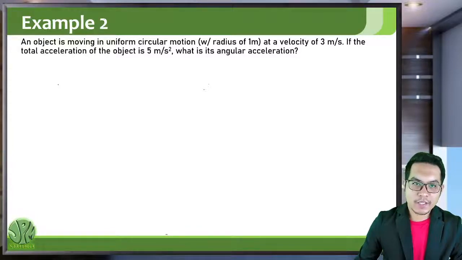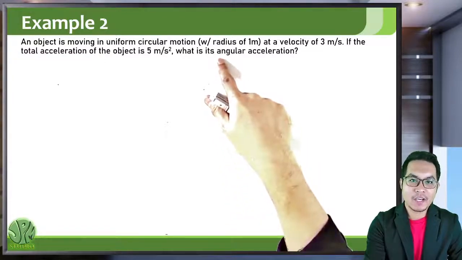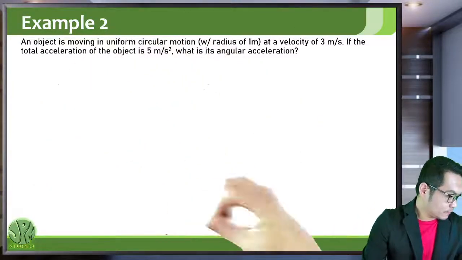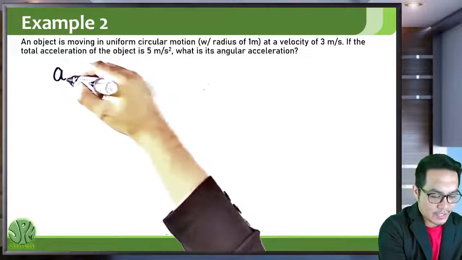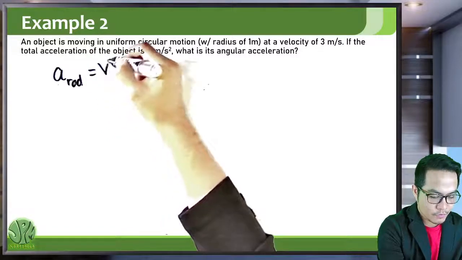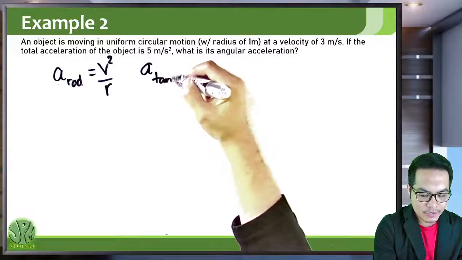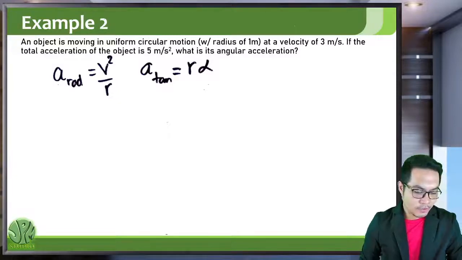So in this case, the object is moving with uniform tangential velocity, but its angular velocity is not necessarily uniform. In fact, it's changing because you're asked to solve for the angular acceleration. Okay, so this is an example of an object which has a radial acceleration, v squared over r, and it also has a tangential acceleration, r times alpha.